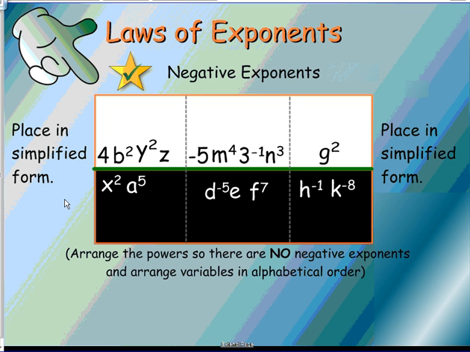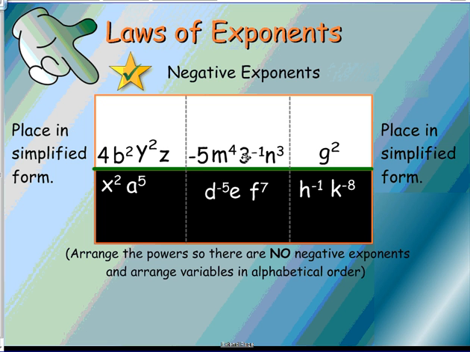All right, so you basically want to arrange the powers so there are no negative exponents. Okay, so looking at this crazy one right here, we have a negative 5. Negative 5s can stay the same. You don't put a negative regular number on the bottom. You leave it alone. Okay, m to the 4th, again, leave it alone.